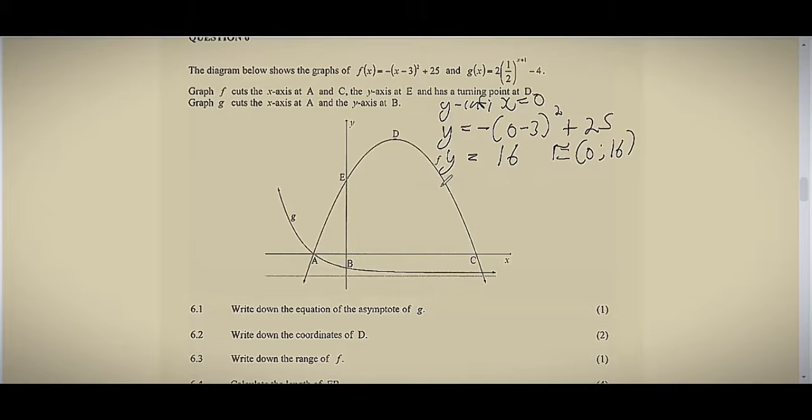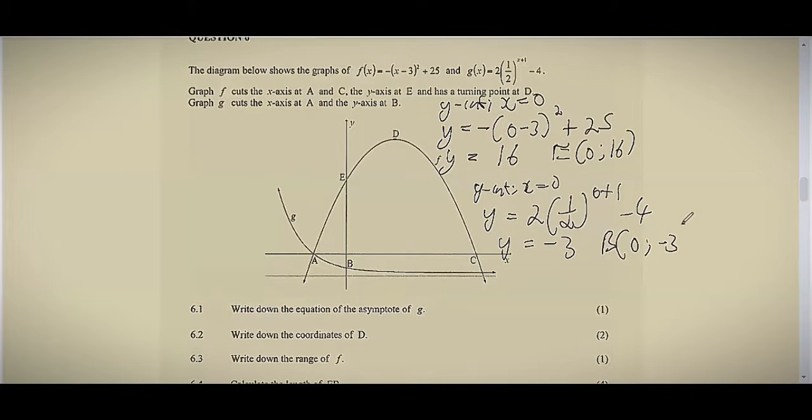Remember, this is the y-intercept. Then we take the graph for g, and to calculate the y-intercept, once again, we must make x 0. So this is y is equal to 2, and then where we see x, we simply substitute our 0 there. And then like that, plus 1, and then minus 4. If we punch all this in a calculator, the value that we get for that one is equal to negative 3, right? So that means the coordinates for B are (0, -3).